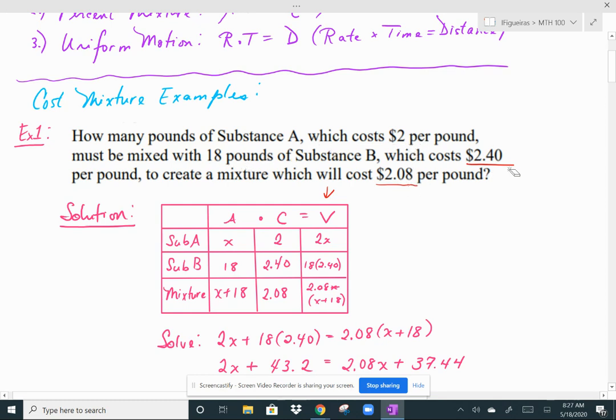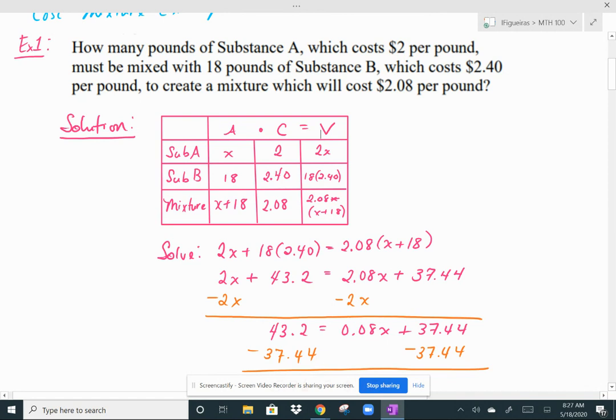So if you organize your chart correctly, you basically have your linear equation right here. Our linear equation is the last column, the value column. So that's what you see here. 2x plus 18 times $2.40 equals $2.08 times (x plus 18). In other words, the value of substance A plus the value of substance B equals the value of the mixed product. All right, so now it's just a matter of solving for x.